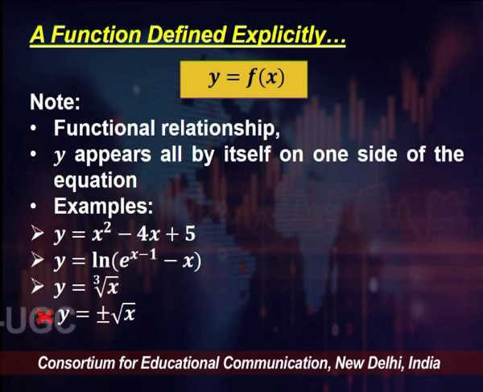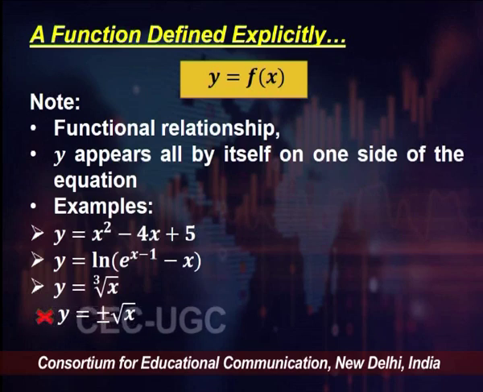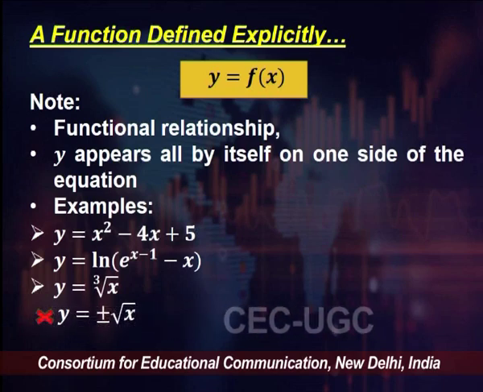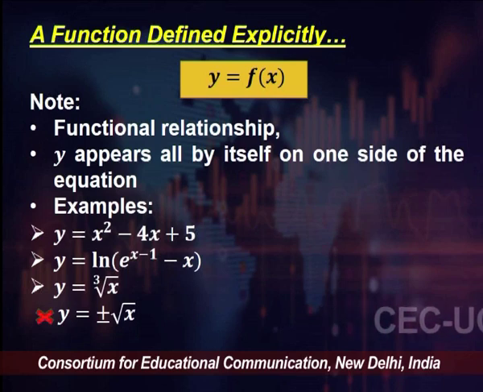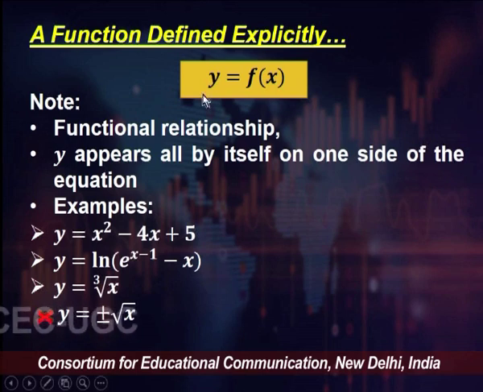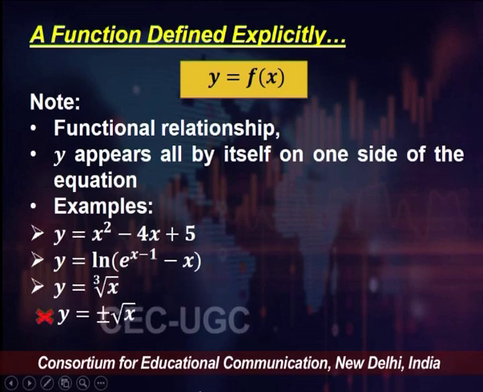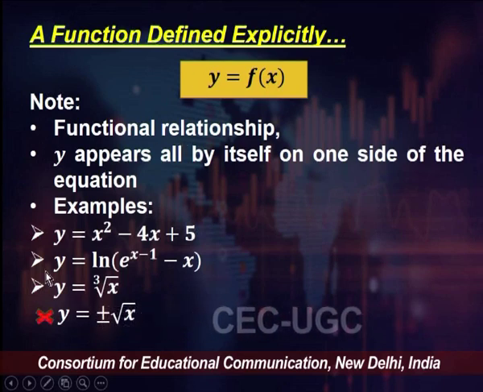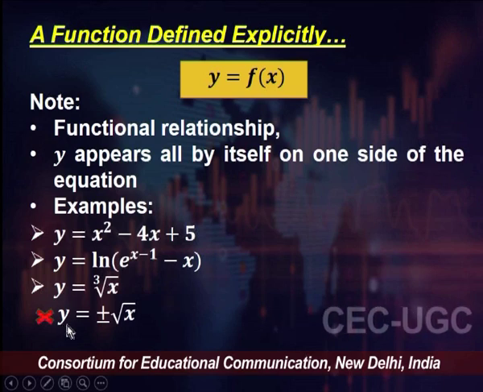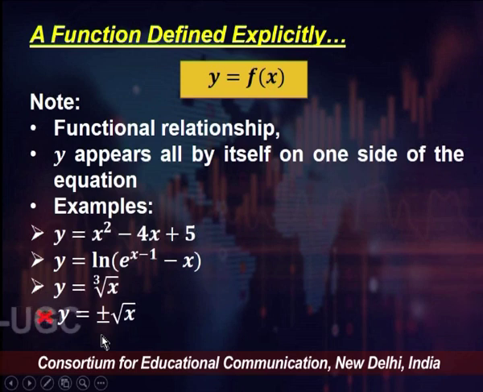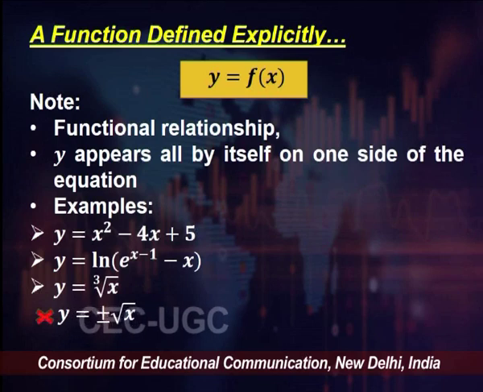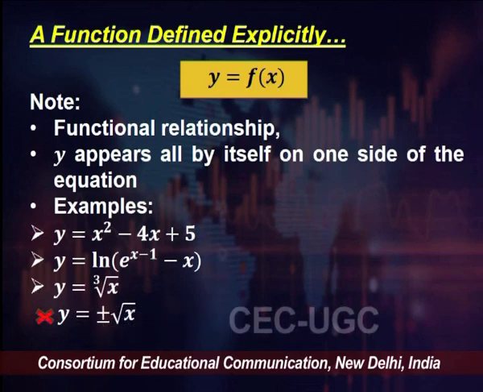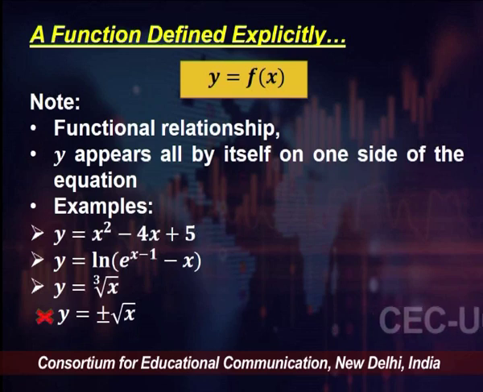But note here that it's not enough to just have the variable y appearing all by itself on one side of the equation. Remember that this other aspect is equally important, that you should also have a functional relationship. So, for instance, I might give you an equation of this kind, y equal to plus minus square root of x. Here you can clearly see that I have separated out the y and the x variables, and y is entirely by itself on one side of the equation, but then this does not define a function.